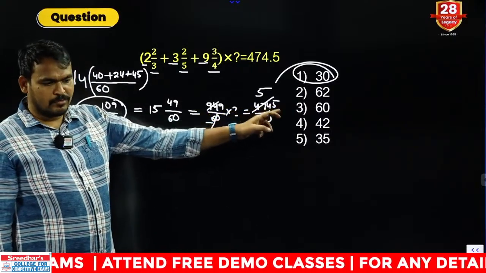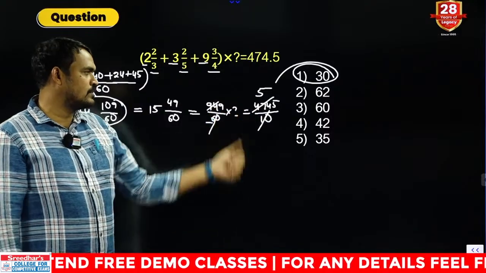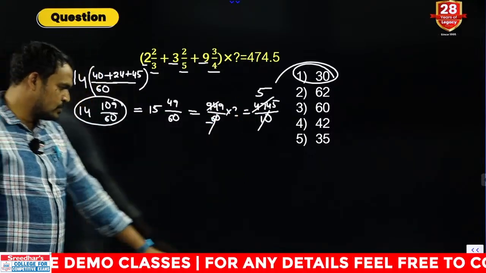949 and 4745 exactly 5 times. 5 into 6 how much? 30.